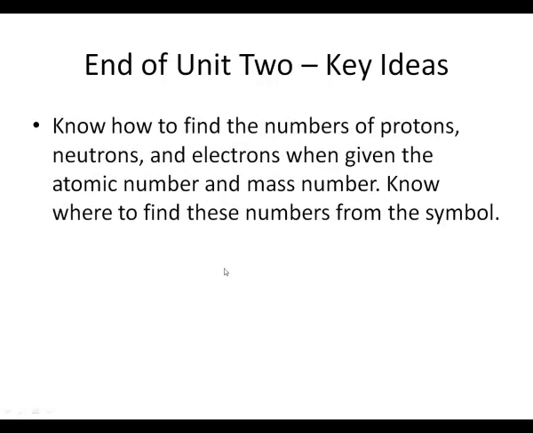All right, so that covers Unit 2. Here are some key ideas that you should remember while studying. First, it's very important that you are able to find out the number of protons, neutrons, and electrons when given the atomic number and mass number. You should also know where to find these numbers given the symbol. If you're not sure what I'm talking about, go ahead and review that subatomic particles table that we filled in together.